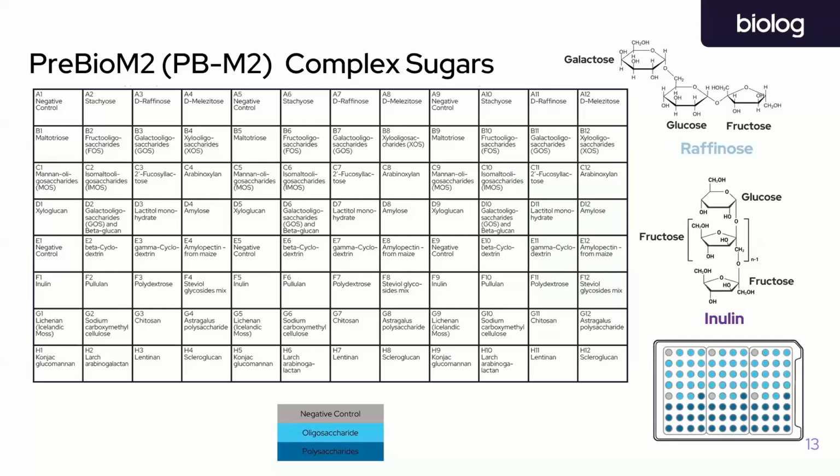Raffinose, an oligosaccharide, is composed of 3 sugars, fructose, glucose, and galactose, while inulin, a polysaccharide, is composed of only 2 sugars, glucose and repeating fructose units, like a polymer. As mentioned earlier, inulin has gained a lot of attention in recent years as a prebiotic that promotes the growth of probiotic bacteria and inhibits the growth of pathobionts.